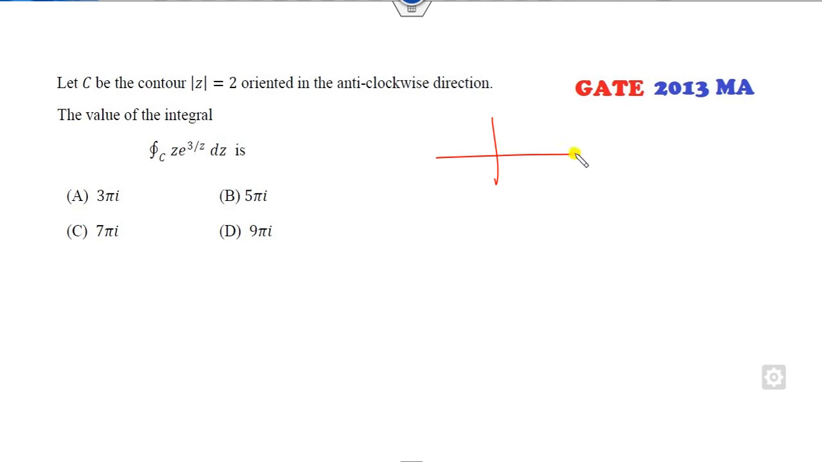Let there be a contour, center is 0, radius is my 2. Fine. Then the integration of this portion, z e raised to power 3 over z into dz. Now we have to find the pole. Fine. What is the pole? The function becomes infinity when z is equal to 0, because 3 over 0 is infinity. So it means it has a pole at z equal to 0, and 0 lies inside it.